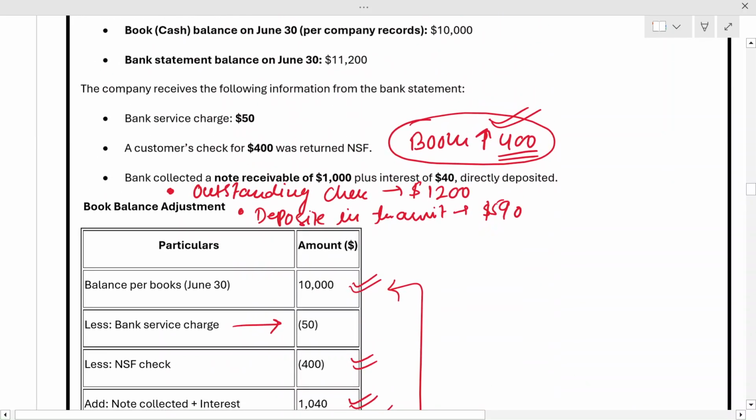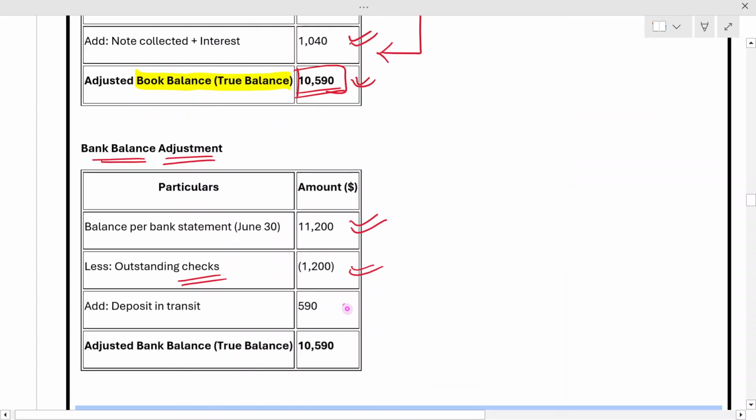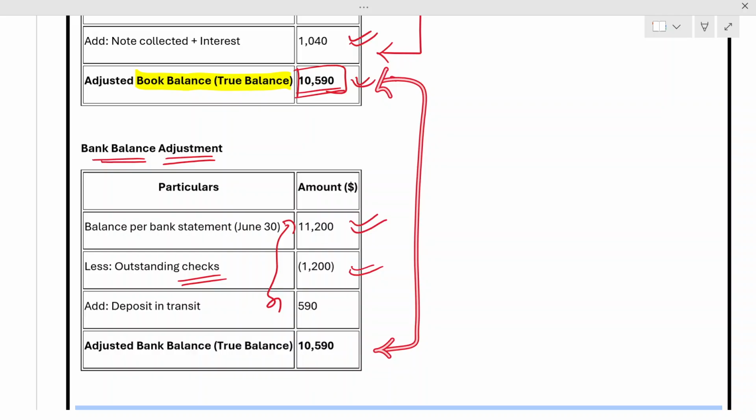Similarly, there is a deposit in transit of $590, which means it has not been shown in the bank balance right now, but it will be shown through some means. So this should be added as the deposit in transit here. So this is 590. If we do these calculations and adjustments here, finally we will get our adjusted bank balance, or what we call the true bank balance, of 10,590, which is matching with our books of accounts here.